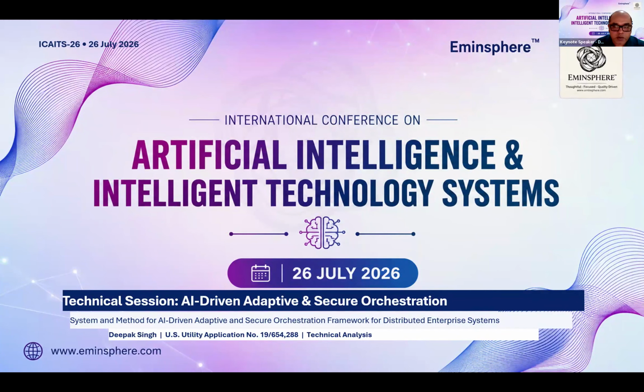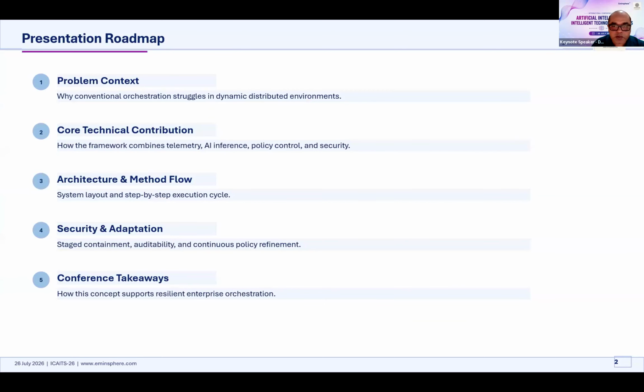Let me first give an overview of what we are going to cover today. This slide is divided into 5 parts. First, I briefly explain the problem context and why conventional orchestration becomes difficult in highly distributed environments. Second, the core technical contribution of the proposed framework. Third, we will look at the overall architecture and method flow. Then I will spend some time on 2 areas that I believe are separately important. First, integrated security and adaptive behavior. And finally, I will summarize the main technical takeaways and some potential areas where this type of orchestration model could be applied. So rather than looking at AI as an isolated capability, the discussion today is really about how AI can become part of the enterprise control loop.